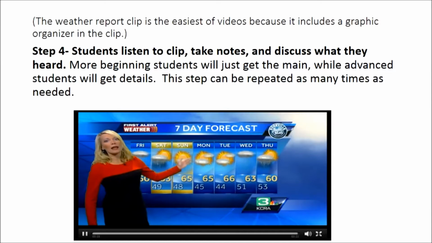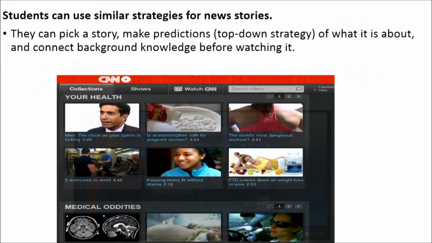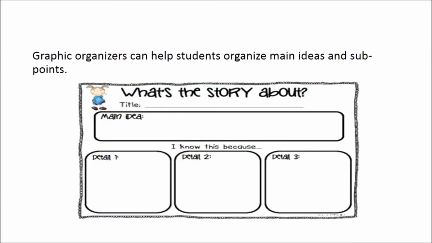More beginning students will just get the main idea, while advanced students will get details. This step can be repeated as much as needed. Students can use similar strategies for news stories. They pick a story, make predictions of what it is about, and connect background knowledge before watching it. Graphic organizers can help students organize main ideas and subpoints.